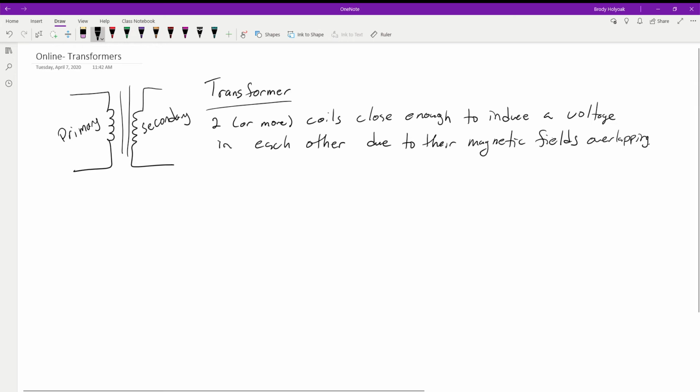Now, how these guys are set up, they're going to do a couple of things, and one thing they're always going to do, they're going to isolate DC from each other. So it's a nice way to separate and clean out any DC that gets into signals, filters it out. It'll only transmit the AC portion of waves. So it's an isolation device for one. And two, we can use it to either step up or step down AC voltages. It makes it really easy, really simple.